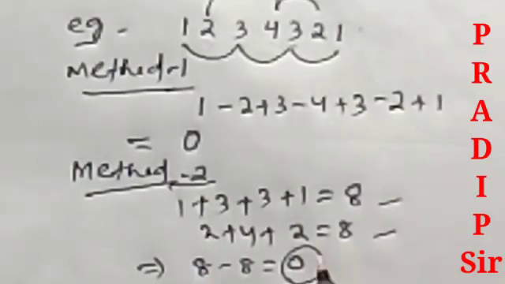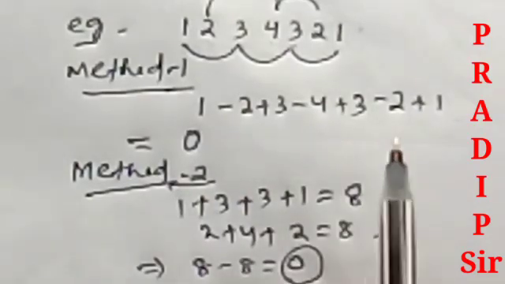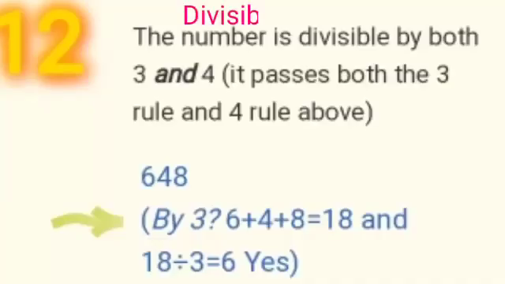So these are the two different methods by which we can test whether a number is divisible by 11 or not. Next is to test the divisibility of a number by 12. The number will be divisible by 12 if it is divisible by both 3 and 4. So any number divisible by both 3 and 4 will be divisible by 12.